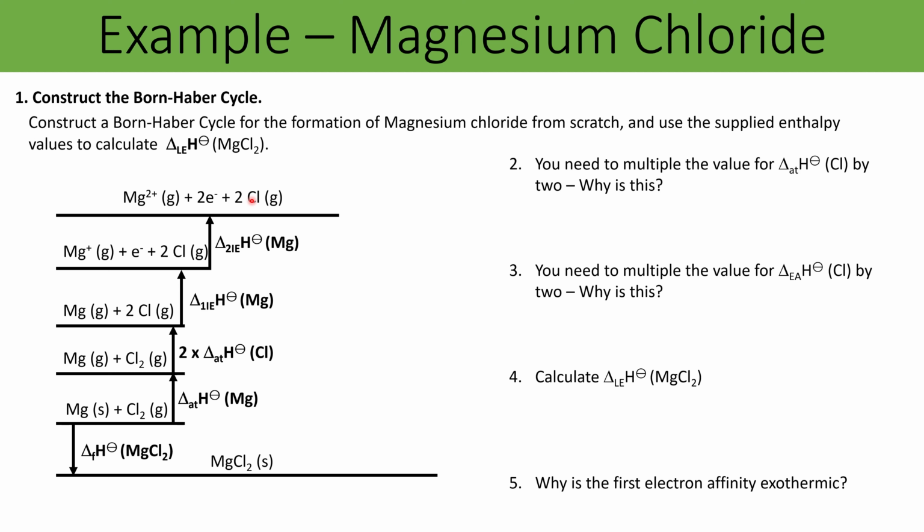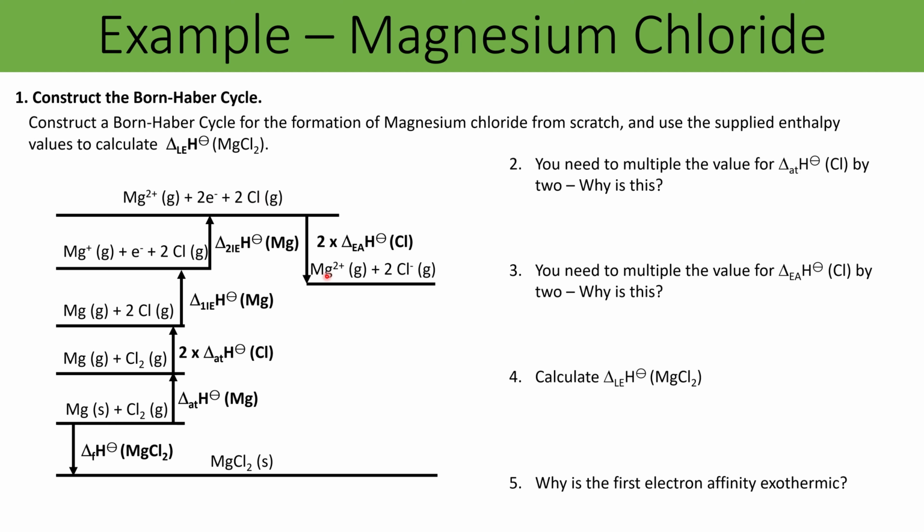So I'm just now going to do the first electron affinity, but do it twice. So I'll show that like this. So I'm doing 2 times the first electron affinity for chlorine. So one of those electrons is going to go onto one of the chlorine atoms, one of those electrons is going to go onto the other chlorine atom, and therefore we're going to form 2 Cl- ions.